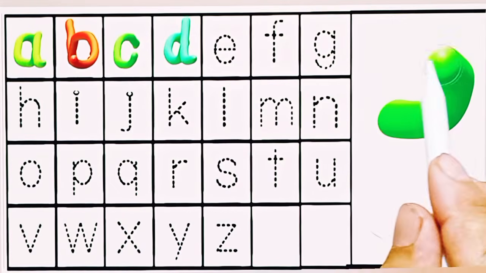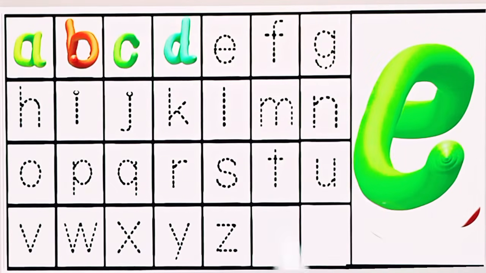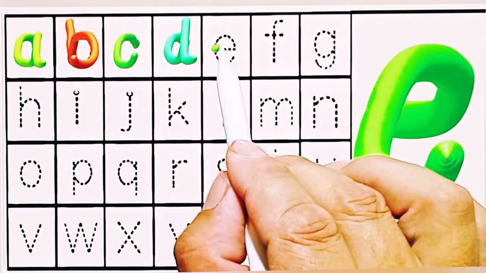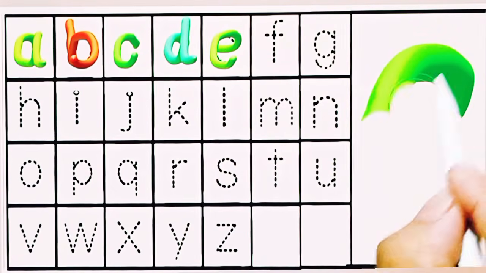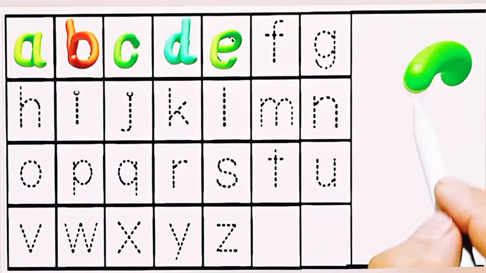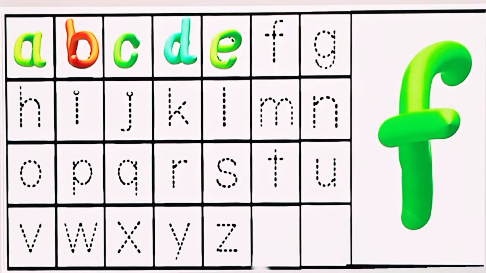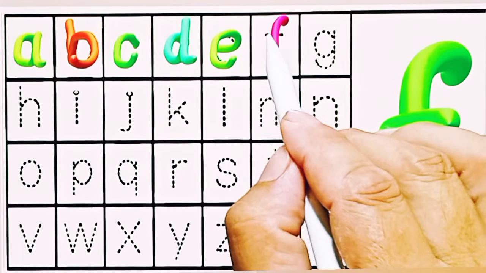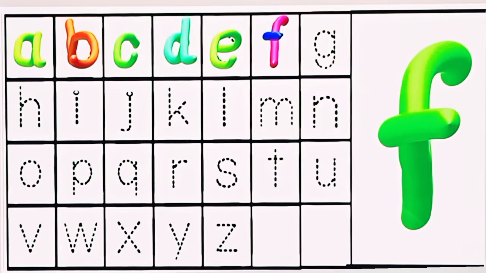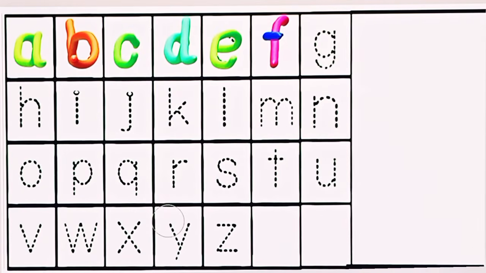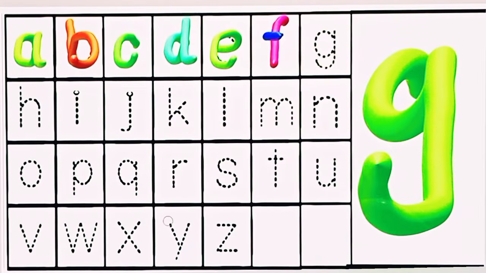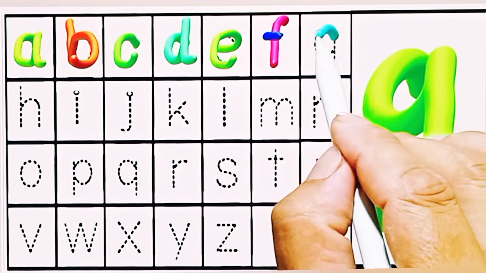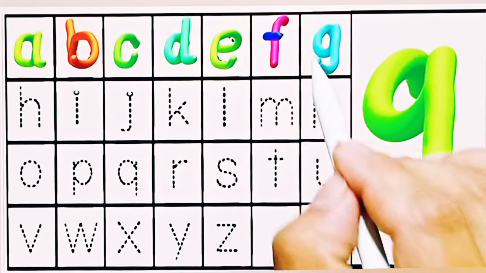E for elephant. F for fish. G for gorilla.